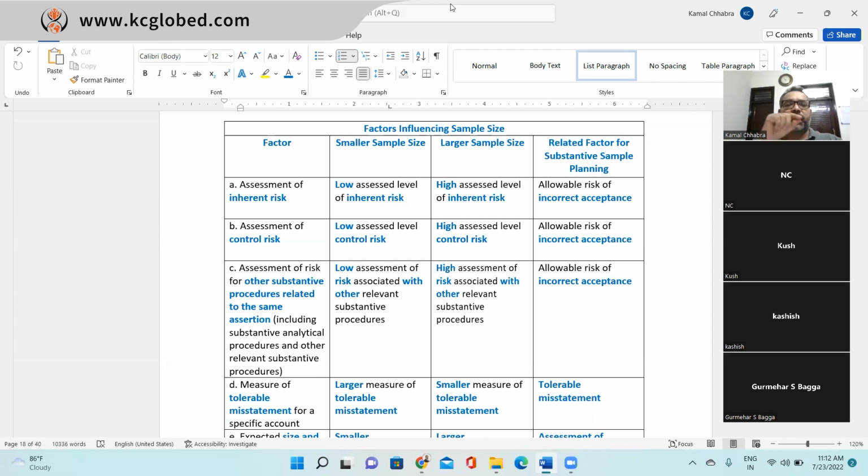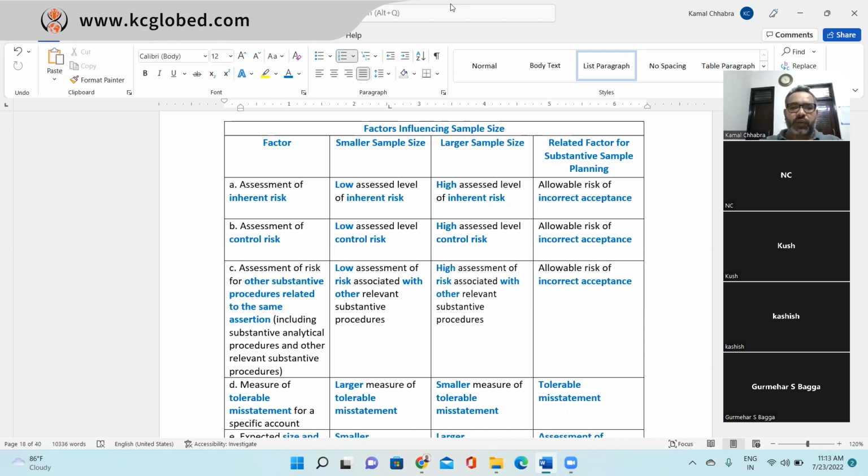Right. So if you see, the first column is factor. Second, when the sample size is low, and third, when the sample size is more. And then the fourth column, related factor for substantive sample planning. How do you plan for it? So in the first column, all the factors have been written. In the second column, when the sample size will be low, in the third column when sample size will be high, and the fourth column is the related factors for reaching those conclusions.